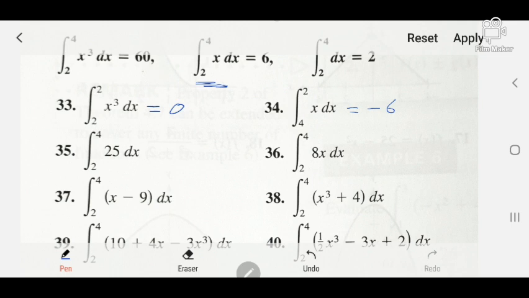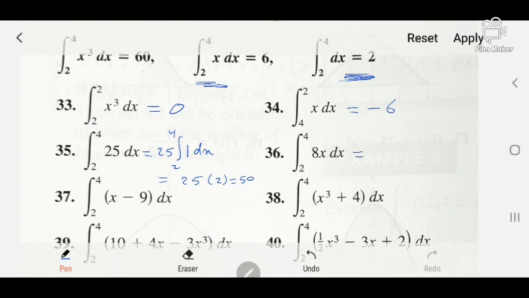2 to 4 of 25. Well, there is no 25 here, but I can make use of this integration. So this will be 25 outside the integration. Integration from 2 to 4 of 1 dx, which means it will be 25 times integration of 1 dx, which is equal to 2. So it's immediately 50.